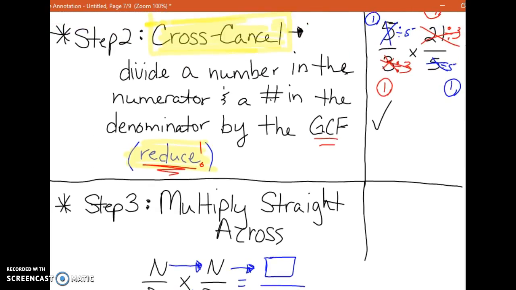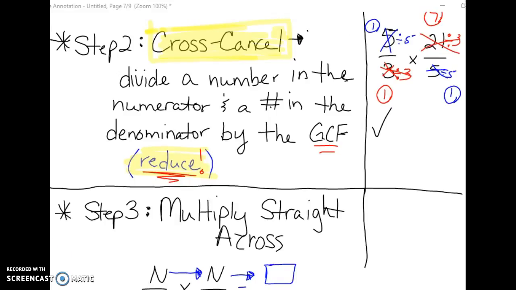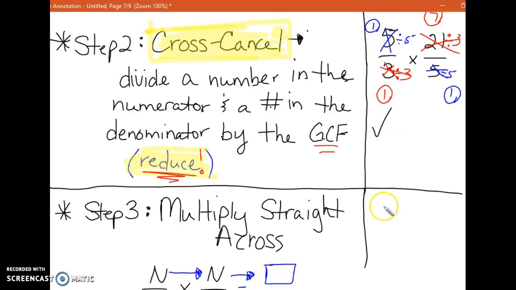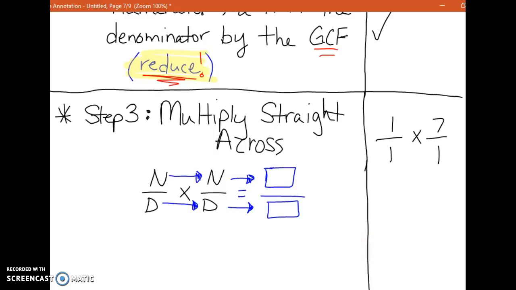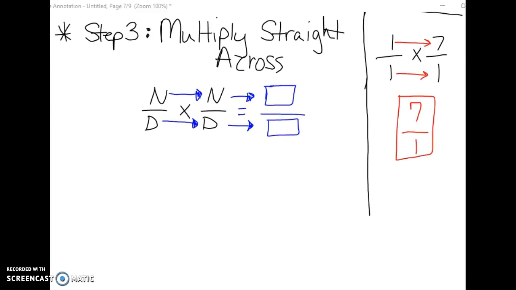So let's try this in our example. But let's think about what's left here. I see a 1 in this spot, a 1 down below, and then we're still multiplying by a 7 up top now and a 1 up top now. Okay? Our numbers changed from what they were originally because we reduced. So now we're going to multiply straight across. 1 times 7 equals 7, and 1 times 1 equals 1. This is our new answer. Okay? So we did the multiplication.